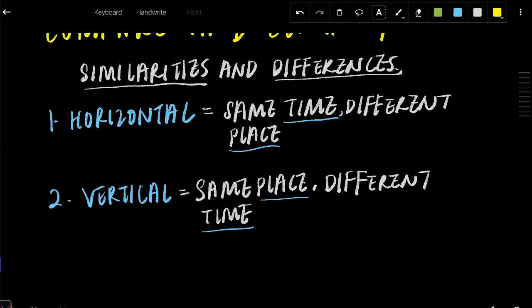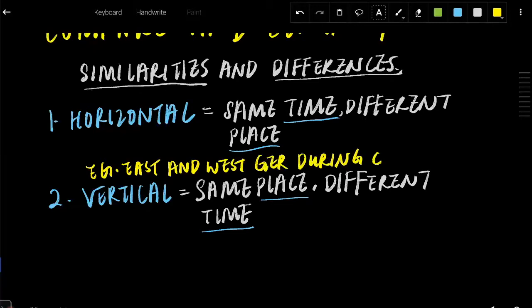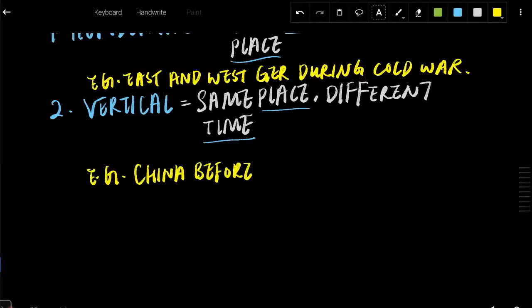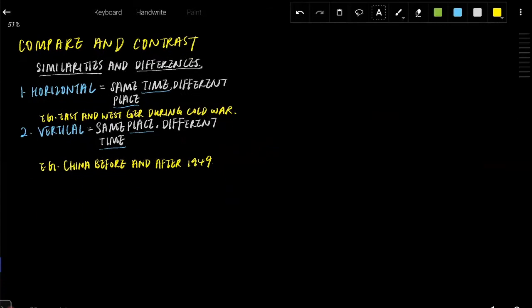For horizontal, we might compare between different places, for example, East and West Germany during the Cold War, in the same period of time. Whereas for vertical, we might compare the same place, for example, China, in different time periods, for example, before and after 1949.